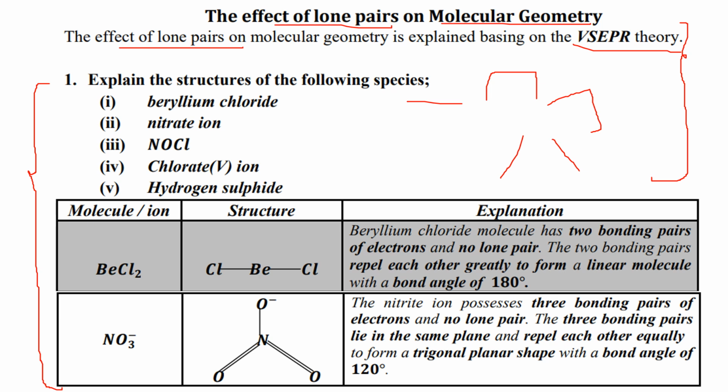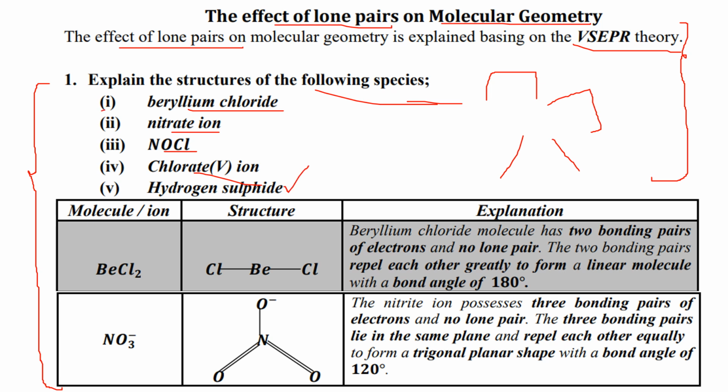So we're going to start with number one, and you explain the structures of the following species. One is going to be beryllium chloride, the other one is going to be the nitrate ion, the other one is going to be sodium hypochlorite, or nitrogen hypochlorite, and the other one is going to be the chlorate(V) ion, and finally we are going to explain the shape of hydrogen sulfide.